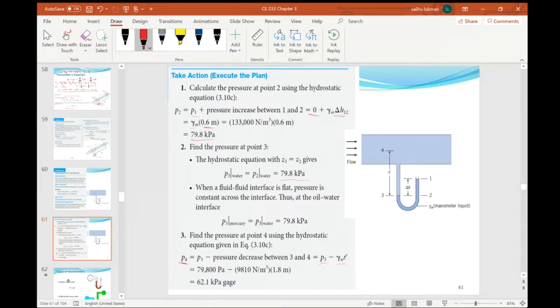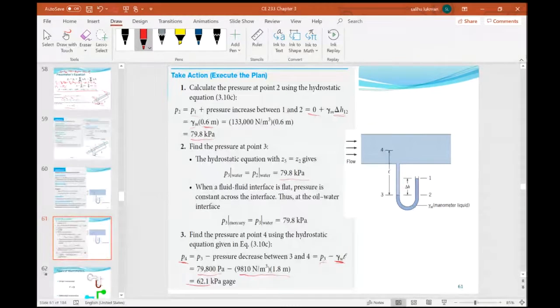P3 is the same as P2, and then this is gamma W L, and L is 180 centimeters, which is 1.8 meters. So this is P4, which is 62.1 kilopascal gauge. Like I mentioned before, all that we did was to generate the pressure expressions at points 2 and 3 and equate the two. Simple.